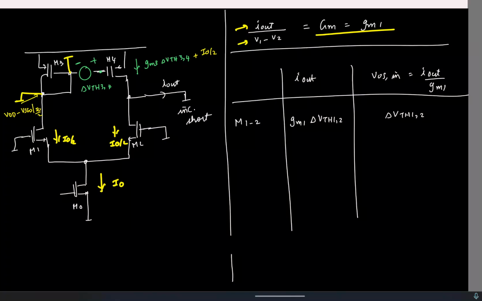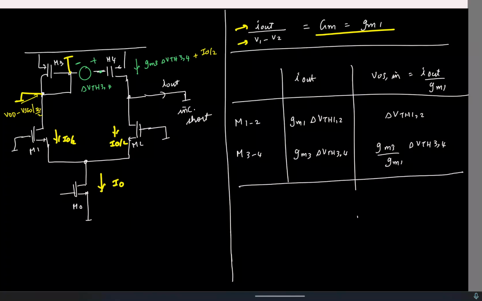Is that okay? So due to M34, it is going to be GM3 times delta VTH34. If I refer it to the input, it's GM3 by GM1 delta VTH34. Okay, so again, as with any random quantity, it doesn't make sense to directly look at the value of this offset voltage. What we are interested in is the standard deviation. So first let me write the variance. If I write the variance of the input referred offset, what is that?